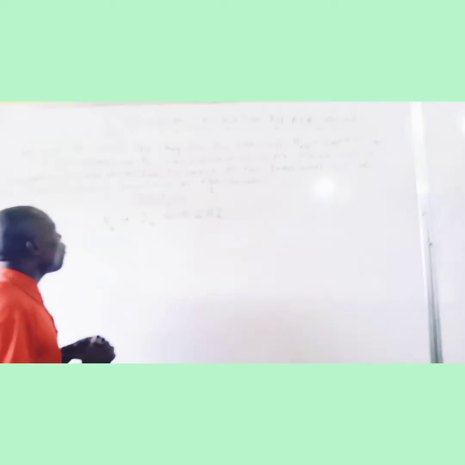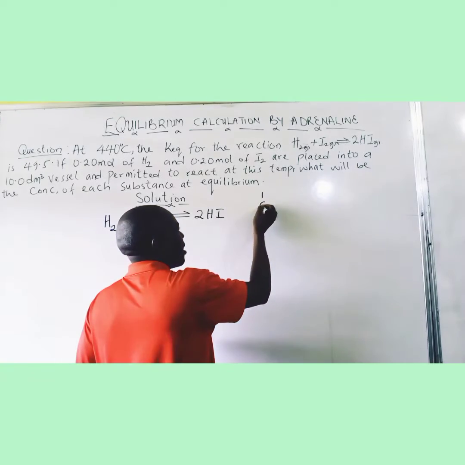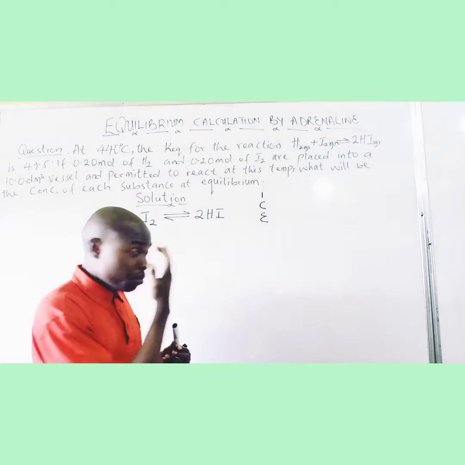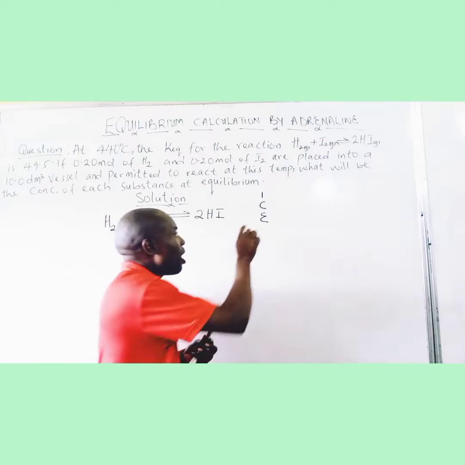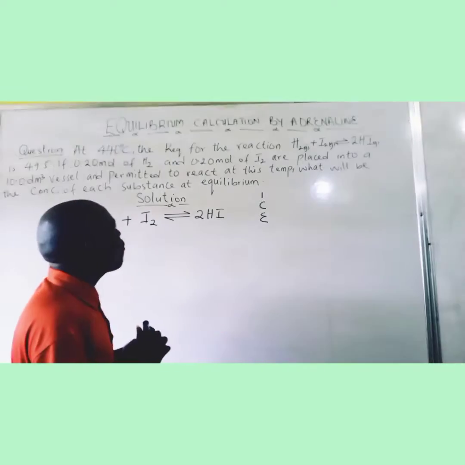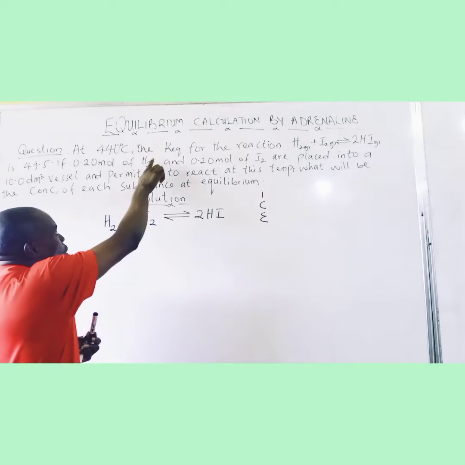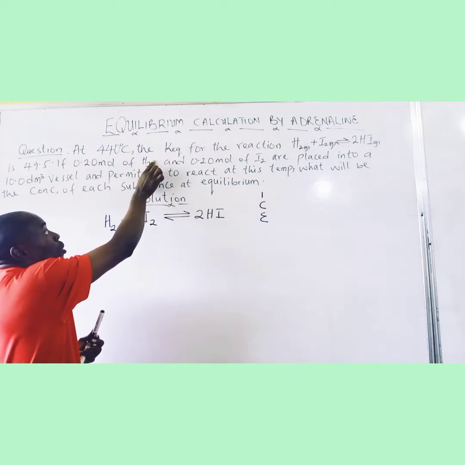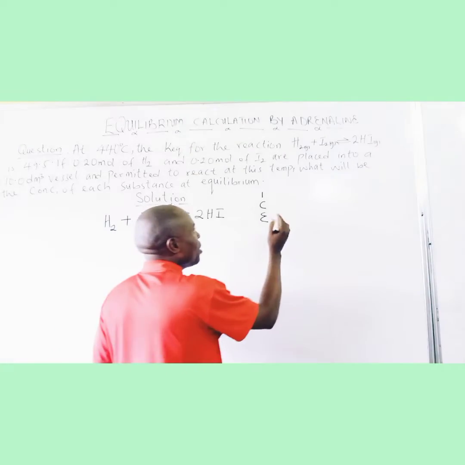Now, the first thing for us to do is to understand these three methods, which we call ICE. The I stands for the initial concentration, the C stands for change in concentration, and E is at equilibrium. If you can understand them, it's very simple. Now, the first thing for us to do is to get the concentration of the hydrogen and the concentration of the iodine.